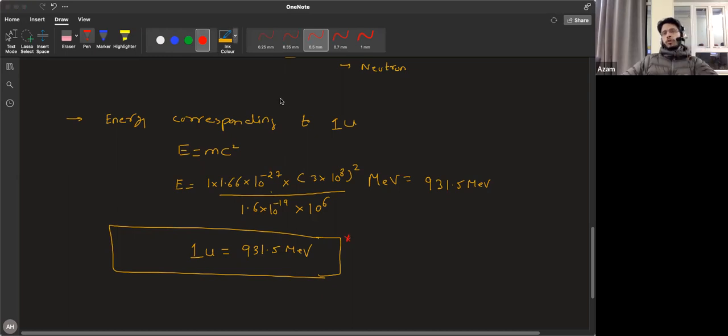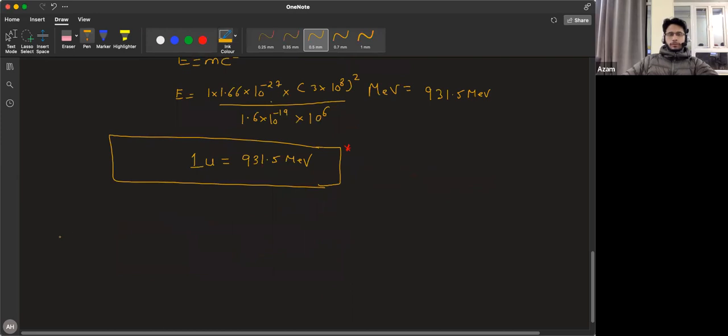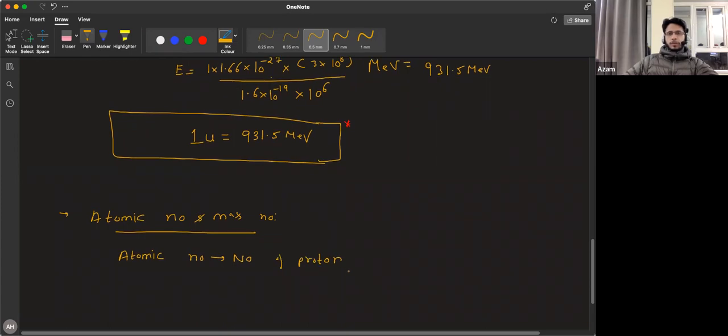There are a few more things. Do you know what is atomic number? Atomic number is the number of electrons present in an atom. Basically, the number of protons. So, atomic number means the number of protons, because the number of electrons can change if an atom gets ionized. So, these are the number of protons.